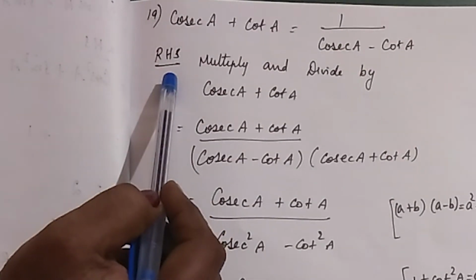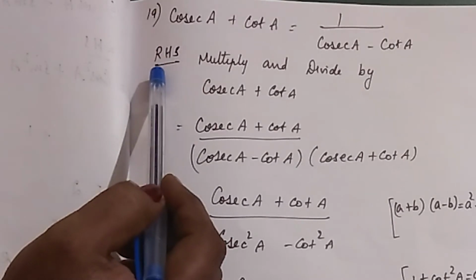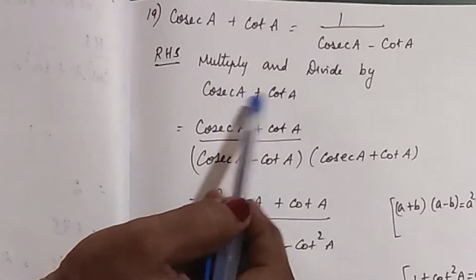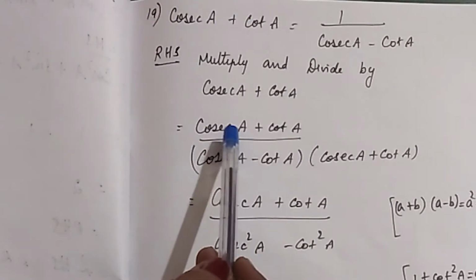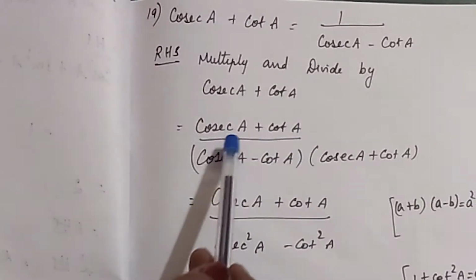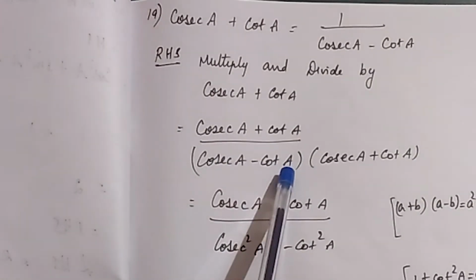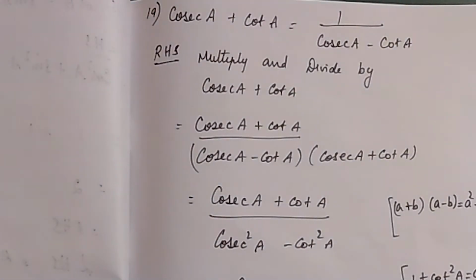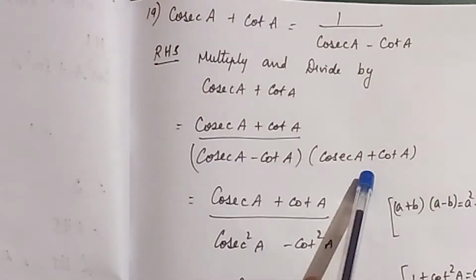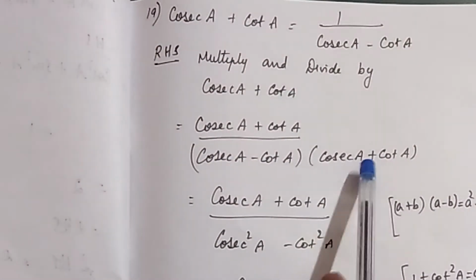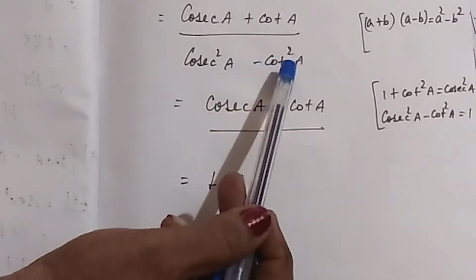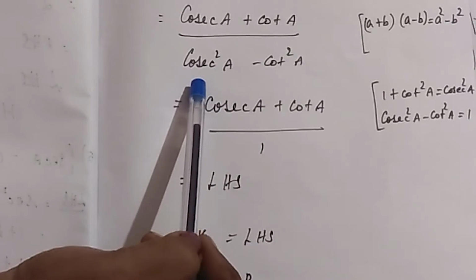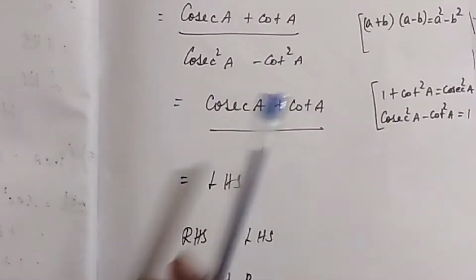We have taken the right hand side and multiplied and divided by cosecant A plus cot A. Now see, you will get cosecant A plus cot A upon cosecant A minus cot A into cosecant A plus cot A. Now see the denominator, A minus B and A plus B, that is equal to A squared minus B squared. So, cosecant A plus cot A upon cosecant square A minus cot square A.